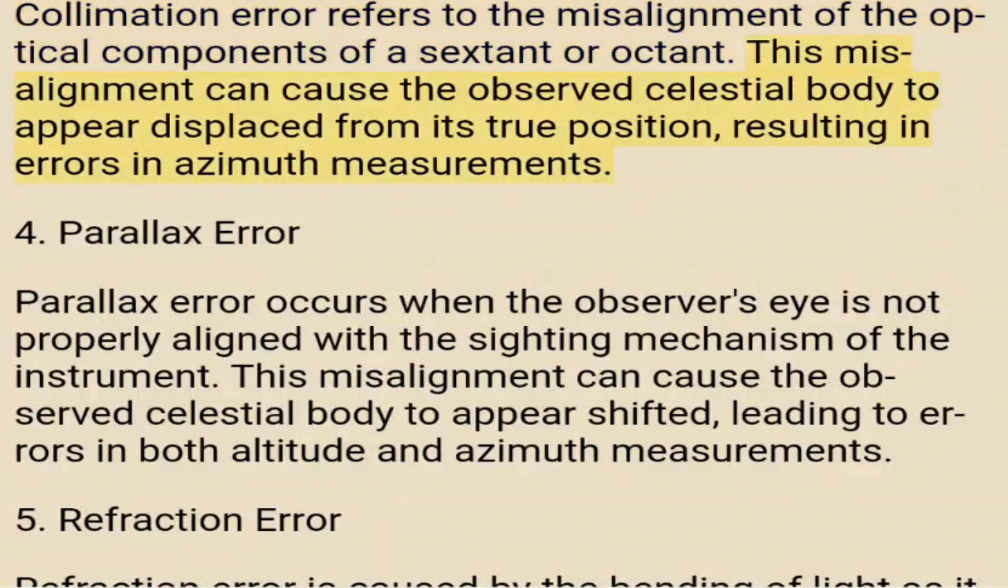This misalignment can cause the observed celestial body to appear displaced from its true position, resulting in errors in azimuth measurements. 4. Parallax error. Parallax error occurs when the observer's eye is not properly aligned with the sighting mechanism of the instrument. This misalignment can cause the observed celestial body to appear shifted, leading to errors in both altitude and azimuth measurements.